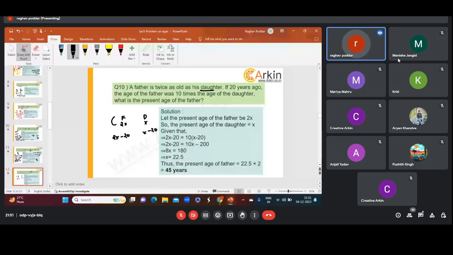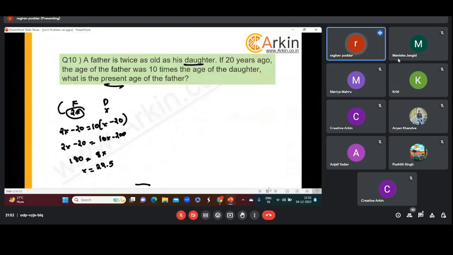If 20 years ago the age of father is equal to 10 times of daughter, equal to 10 into x minus 20, that means 2x minus 20 is equal to 10x minus 200. So I bring 200 this side and x this side. So it will be 200 minus 20, that is 180, is equal to 8x. So value of x is equal to 22.5. But I was asked the present age of father, that is 2x. So 2 into 22.5, which is equal to what? 45 years. Clear everyone? How did I do this?